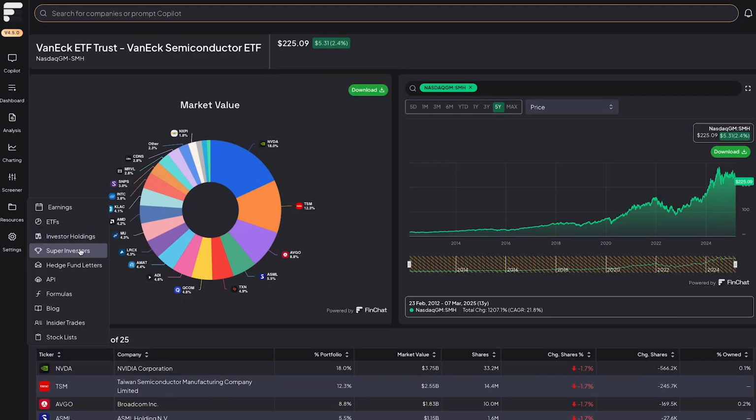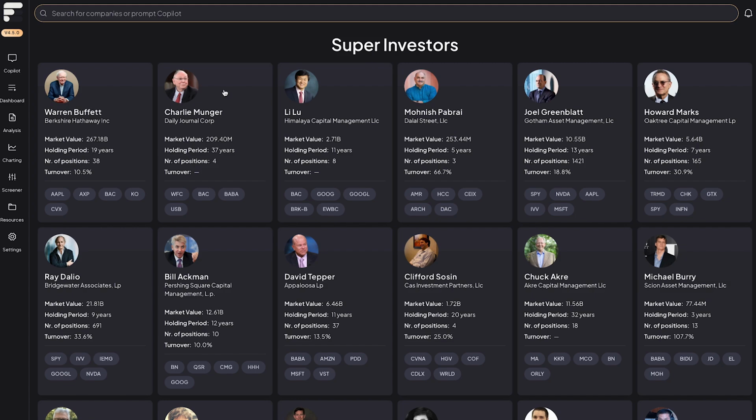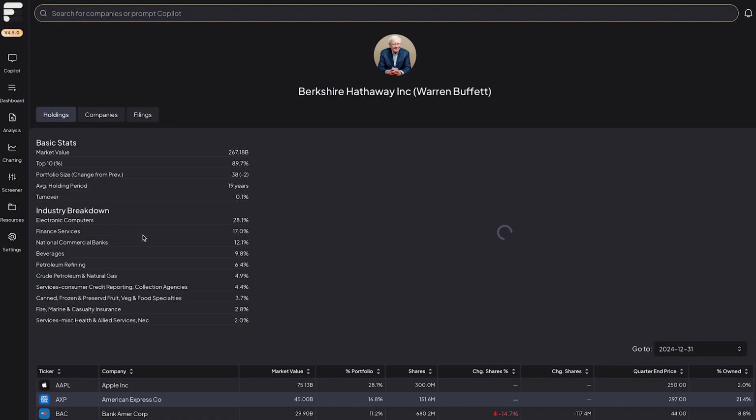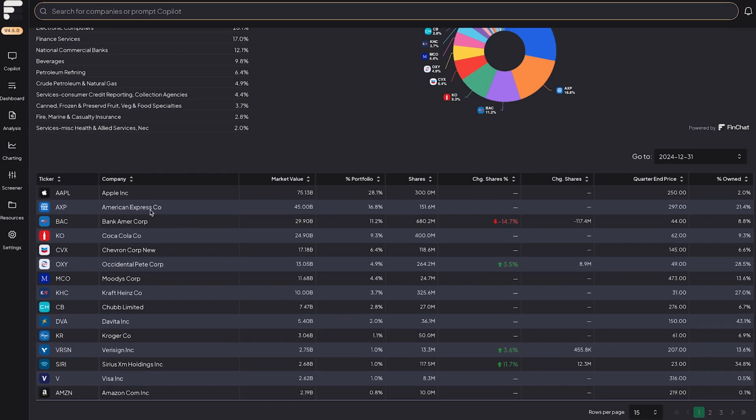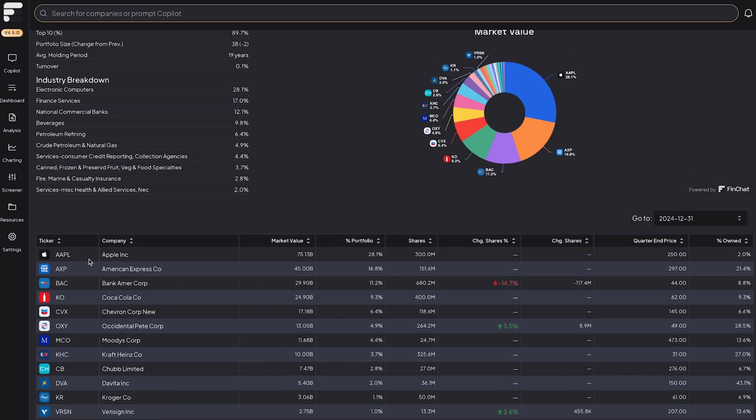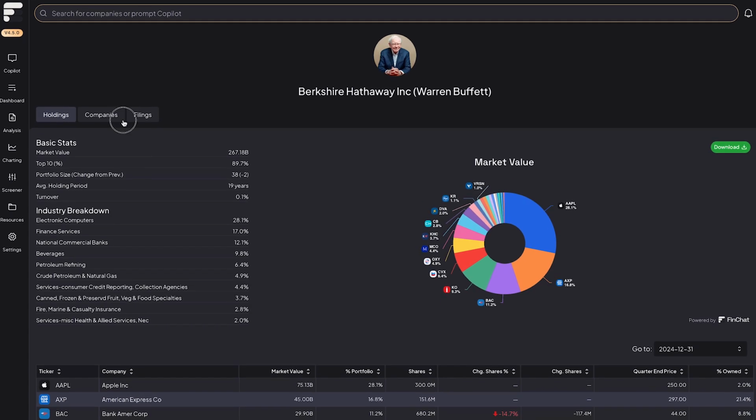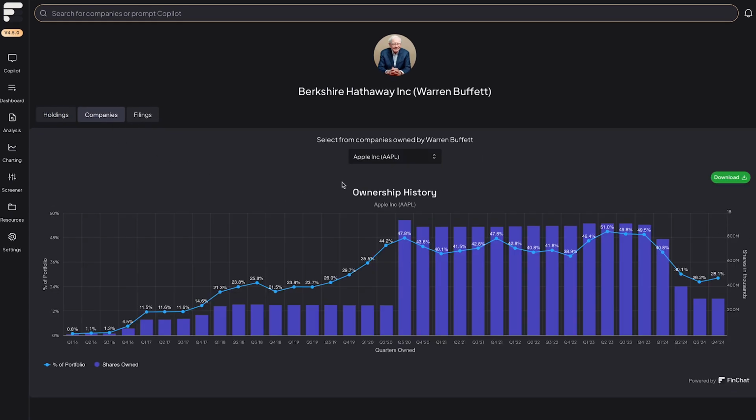Other useful things, you've got super investors. So there's a whole list of super investors. And if I click on Warren Buffett, for example, it will show me his portfolio in a nice visual manner. I can even look at it further over here, and there's a further breakdown over here. There's different companies. I can see the history as well. So for example, Apple, it used to make up at one point over 50% of his portfolio, but now it only makes up 28%. So it gives me even more detail such as that.